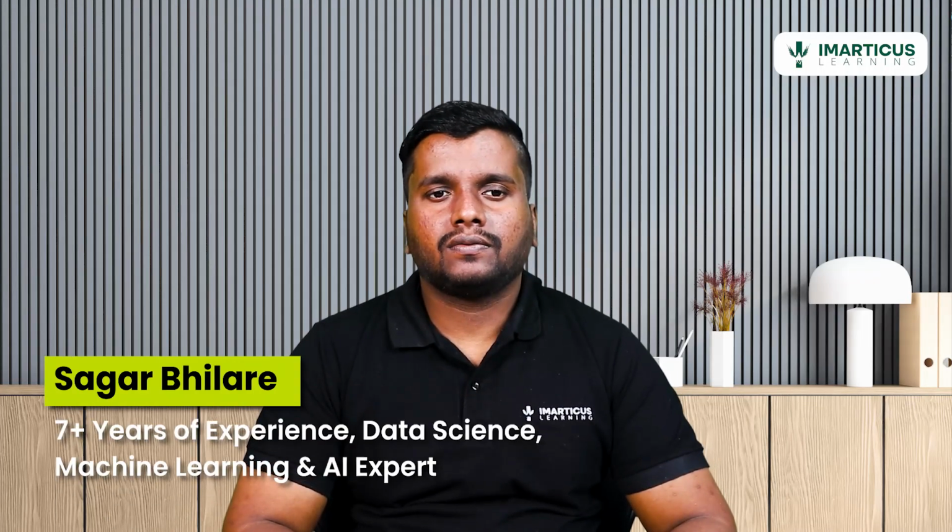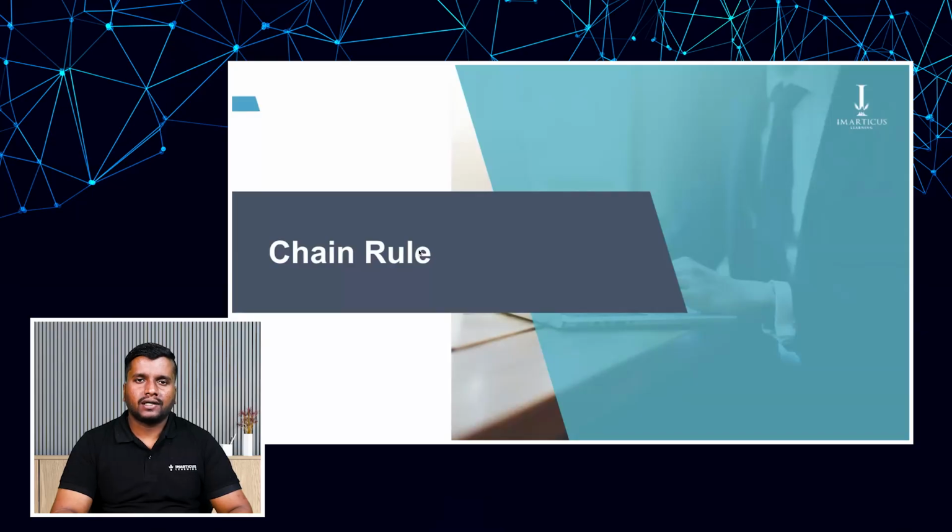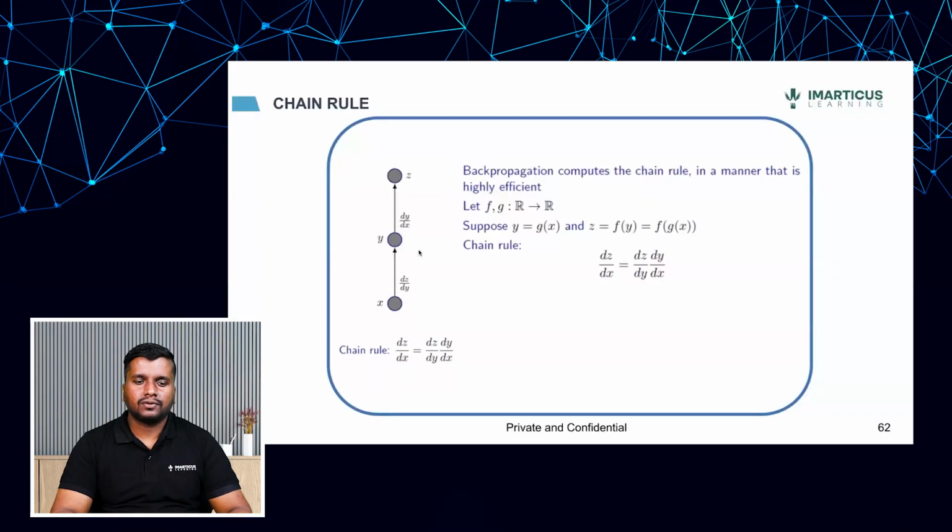Now we will talk about the chain rule. What is this chain rule all about? The chain rule is a concept in derivatives which helps us differentiate data that is sequential in nature. So let's try to understand the chain rule. We're talking about backpropagation, which computes the chain rule in a manner that is highly efficient.